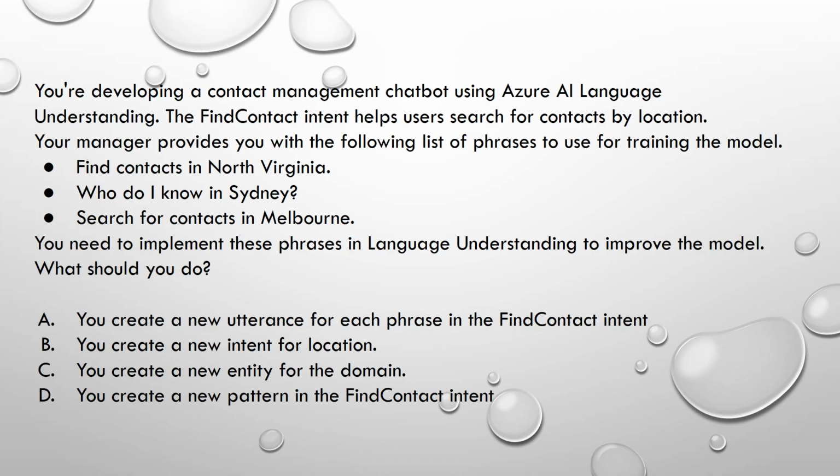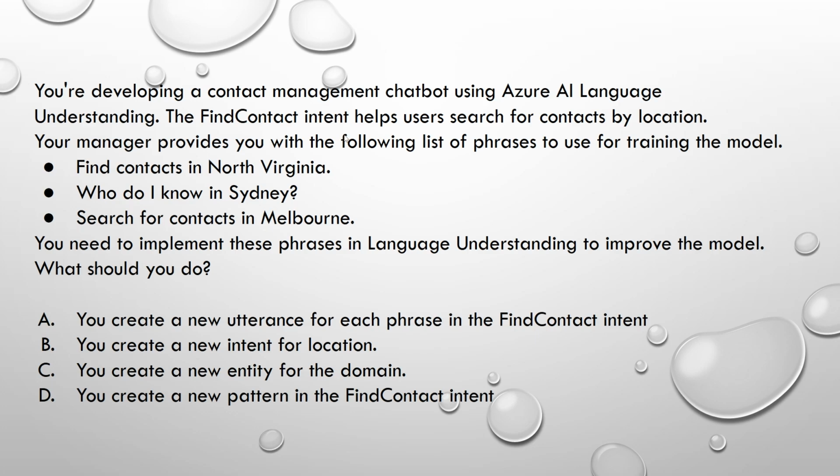Now let us break down the question. What are the keywords present in the question? The question is regarding an Azure AI language understanding service, and this language understanding model is meant to help users find contacts by location. Now we have more training data. How will we incorporate this new training data to improve our model? That is the question. The intent of the model is FindContact. Our model is trained based on the FindContact intent. So first of all, we have to understand what a conversational language understanding model is and what an intent is.